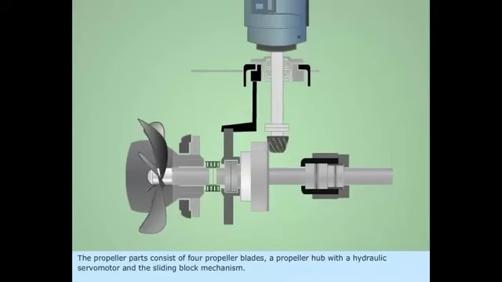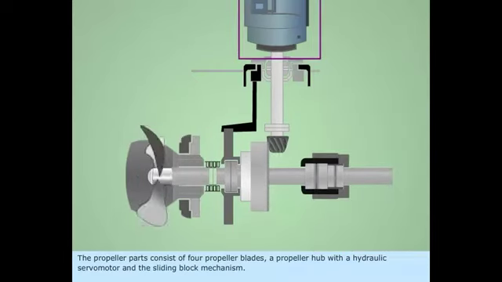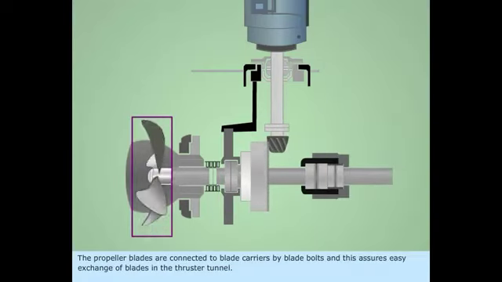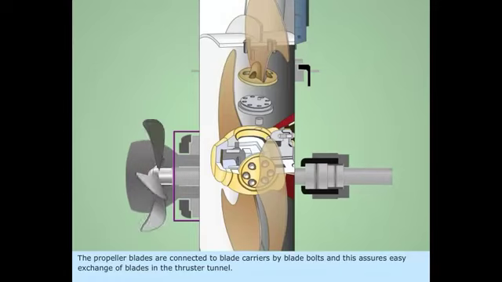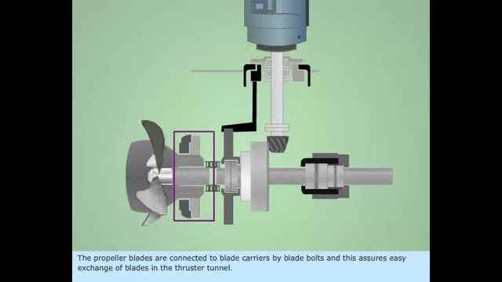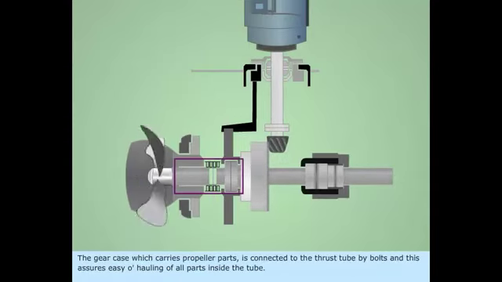The propeller parts consist of 4 propeller blades, a propeller hub with a hydraulic servo motor, and the sliding block mechanism. The propeller blades are connected to blade carriers by blade bolts, and this assures easy exchange of blades in the thruster tunnel. The gear case which carries propeller parts is connected to the thrust tube by bolts, and this assures easy overhauling of all parts inside the tube.